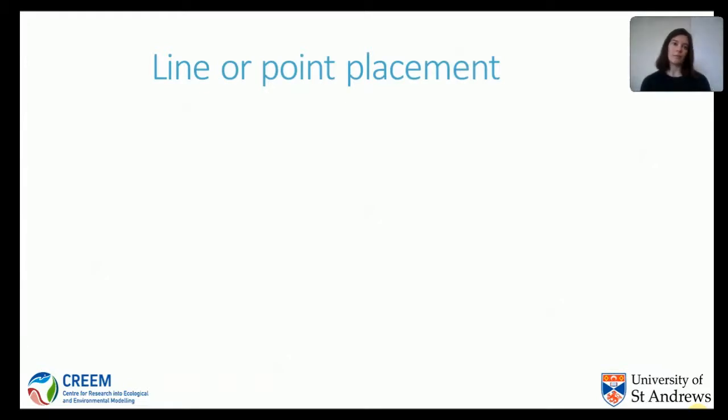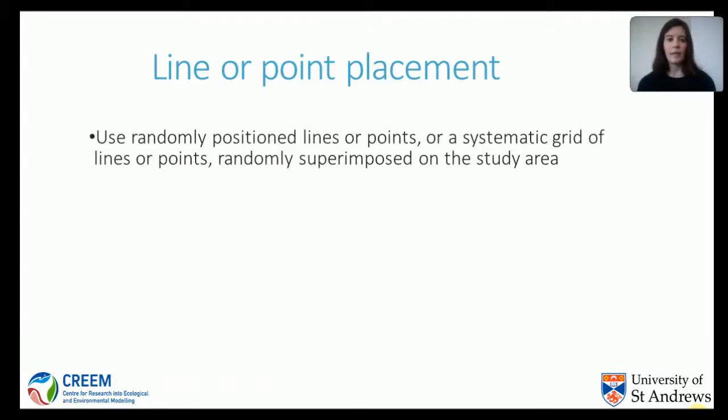So getting down to thinking about survey design and where we place lines or points across our study area. And the main idea is that we want to use randomly placed lines or points throughout our study area, simply because it's often impossible to cover the whole study area, so we need to survey a sample of it. And using a randomized design ensures that we take a representative sample of the whole study area. Now, even better, we might consider using a systematic grid of lines or points which have been randomly placed through the study area. And using a systematic grid that's been randomly placed actually helps with encounter rate variance above a purely randomized design.